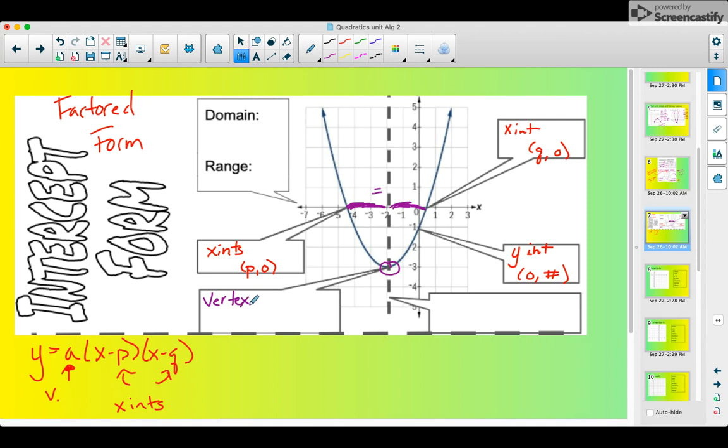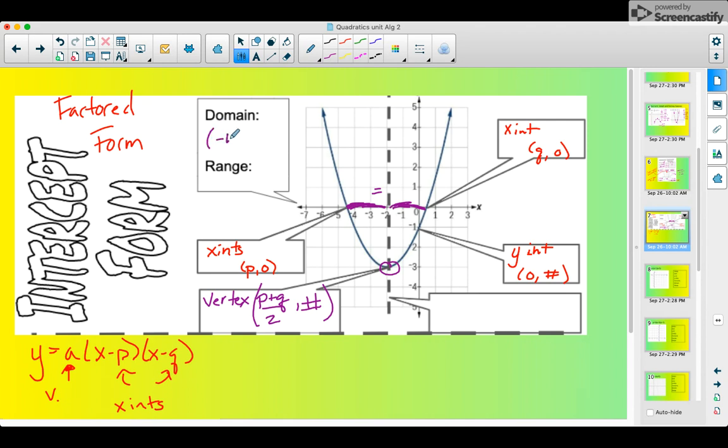Now, if you remember how to calculate an average, you add everything up and divide by however many numbers you're adding. That's exactly what you're going to do here. You're going to take your two x-intercepts, add them together, and divide by the number of things you're adding, which in this case is 2. That will give you a number, which you then can plug in to get your y value.